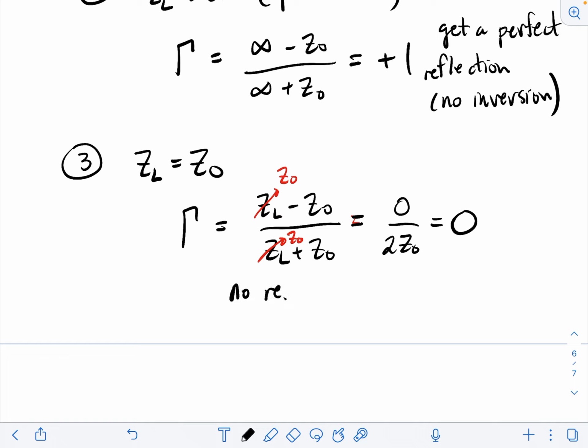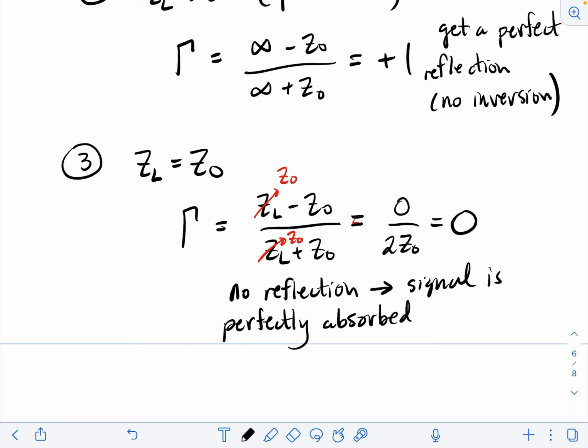And the signal is perfectly absorbed by ZL. So this is called impedance matching. If you match the load impedance ZL to be equal to the characteristic impedance of the transmission line, you'll get no reflections at the end. And so that has lots of important implications when you're setting up experiments, especially when you're setting up experiments at, say, high frequencies.